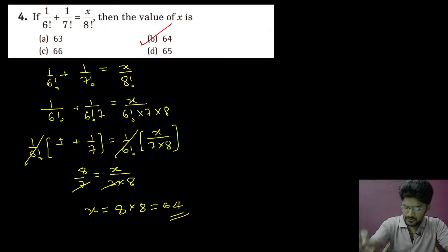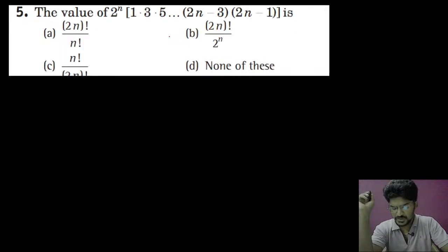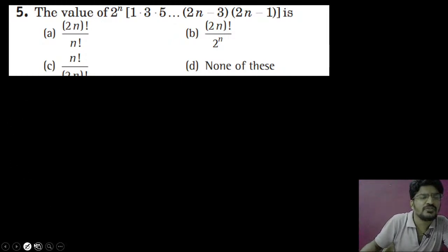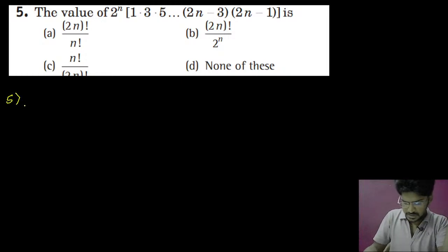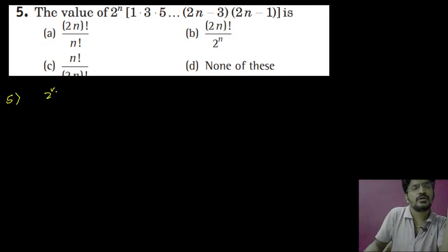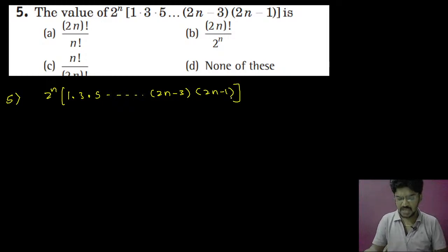So can I go for the fifth problem? Will you solve the fifth problem or do I have to solve it? Quickly tell me about the fifth problem. So the value of 2 to the power of n, 1 into 3 into 5, so on to 2n minus 3 into 2n minus 1 is, they are asking.